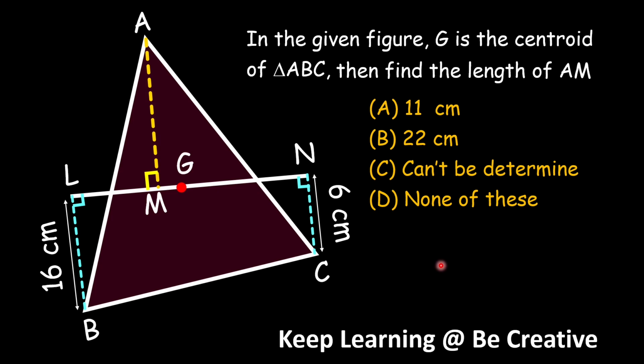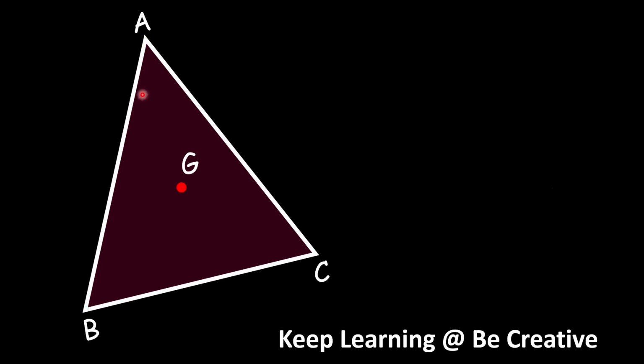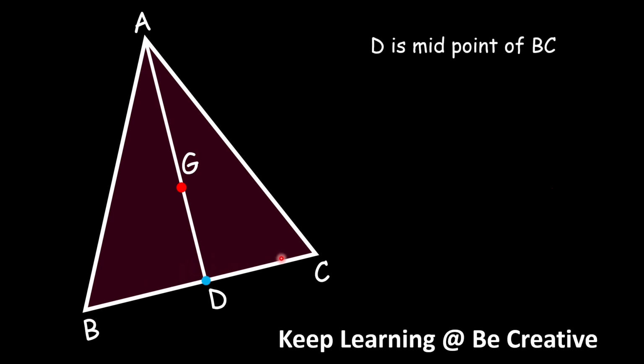Let's begin with the solution. Here, in this triangle, we have been given G, the centroid of this triangle. What I know about the centroid is that it is the intersection point of the three medians of the triangle. So for my problem, I am drawing one of the medians, that is AD. Here, D will be the midpoint of BC, as AD is the median and its property is to divide the opposite side.